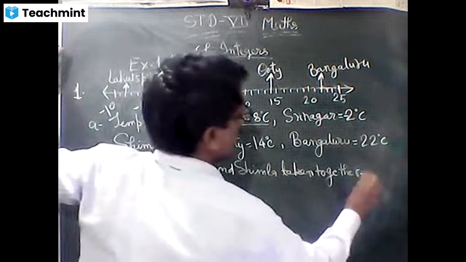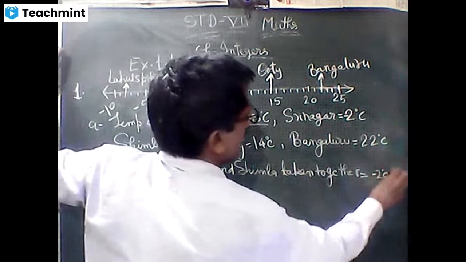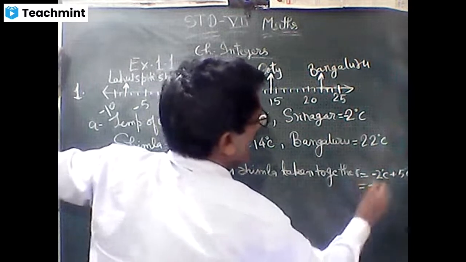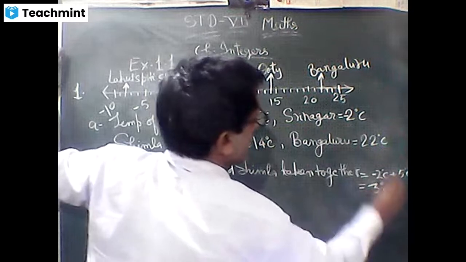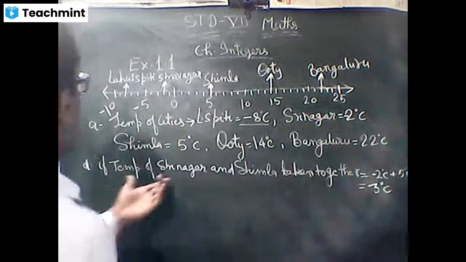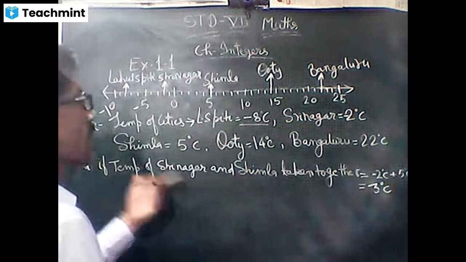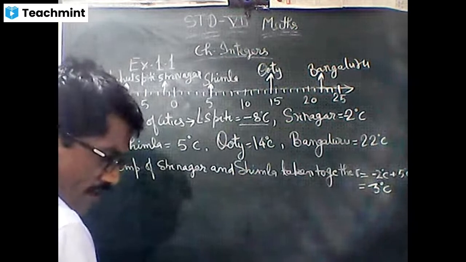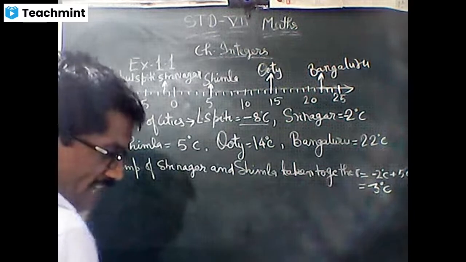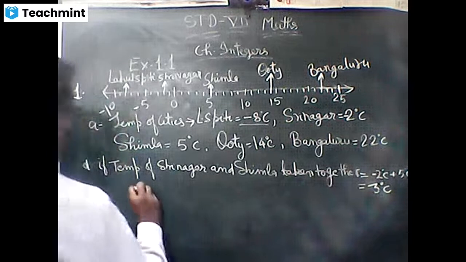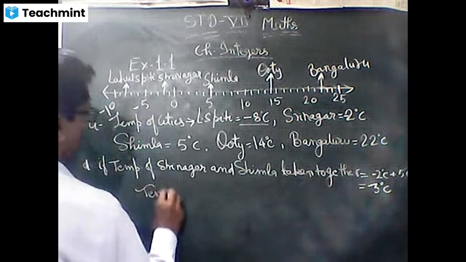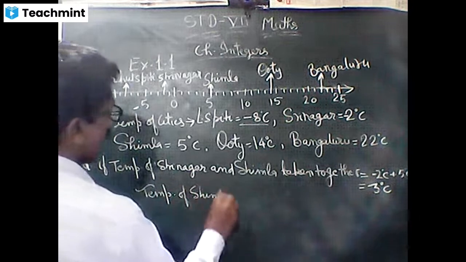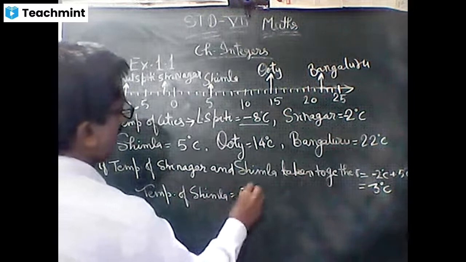So we have to add this -2 degree centigrade plus temperature of Simla 5 degree centigrade. We find out the answer 3 degree centigrade. So the joint temperature of Srinagar and Simla is 3 degree centigrade. And next, is less than temperature of Simla, that is 5 degree centigrade.